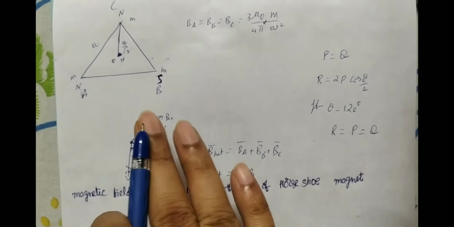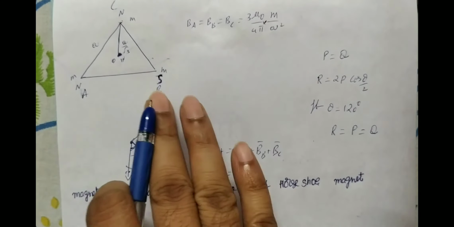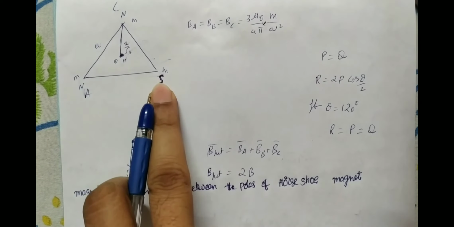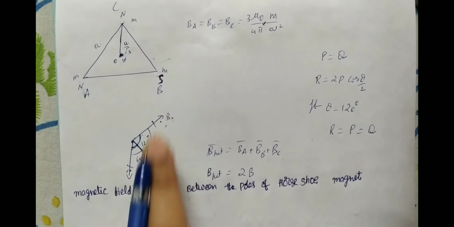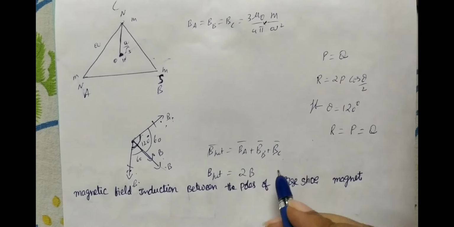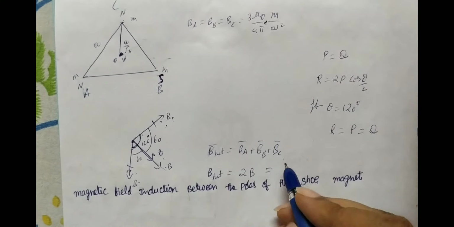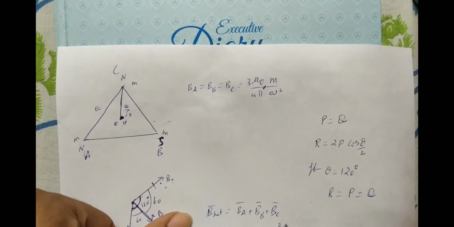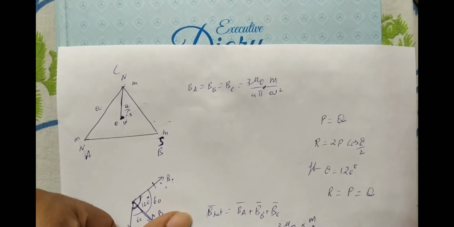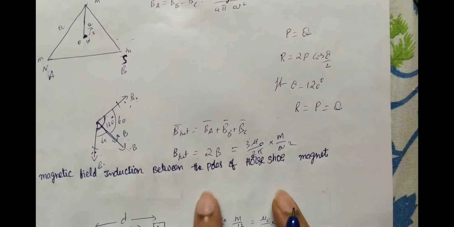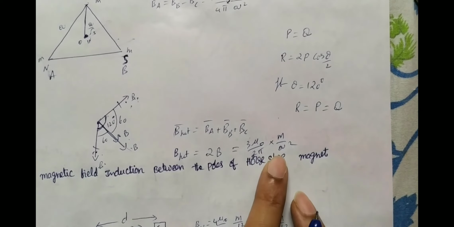What is the change from the previous question? There I took identical north poles and everything cancelled. If I take one pole reversed, here a south pole, the field becomes 2 times that. So 2 times means you can write 2 times this value of 3 mu naught by 4 pi, that is 3 mu naught by 2 pi into m by a square.